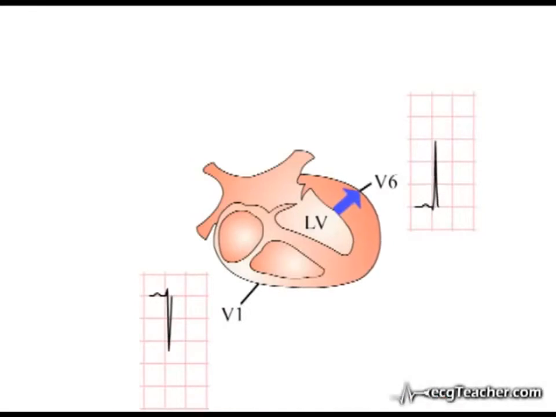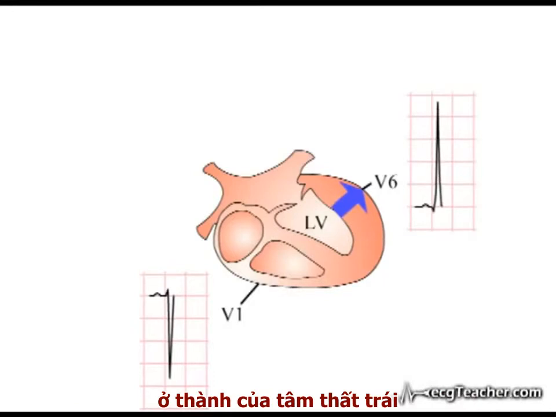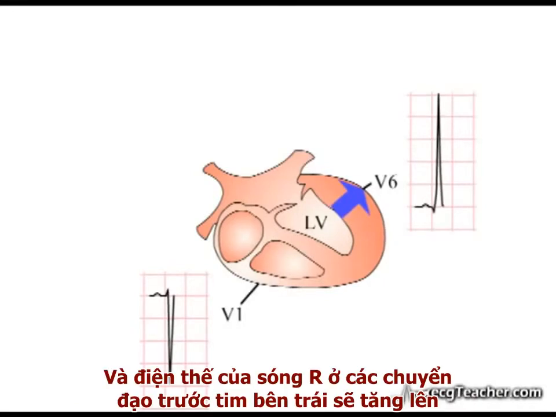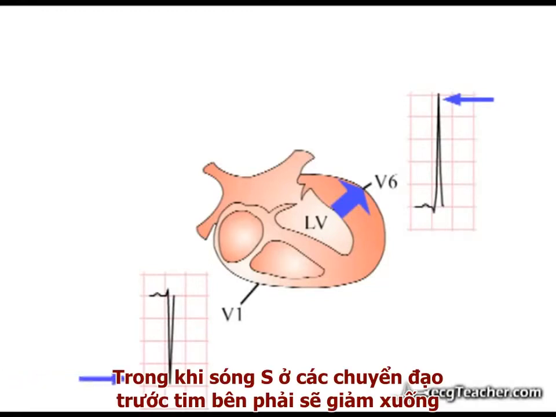increases in bulk, greater depolarization voltages are produced in the thickened wall, and the amplitude of the R wave in the left lateral leads becomes progressively higher, while the S waves in the right-sided chest leads become progressively deeper.